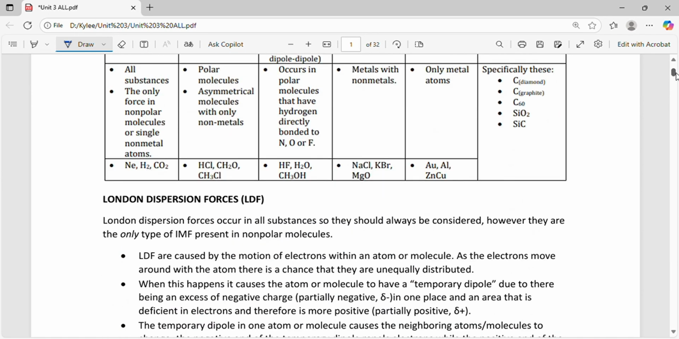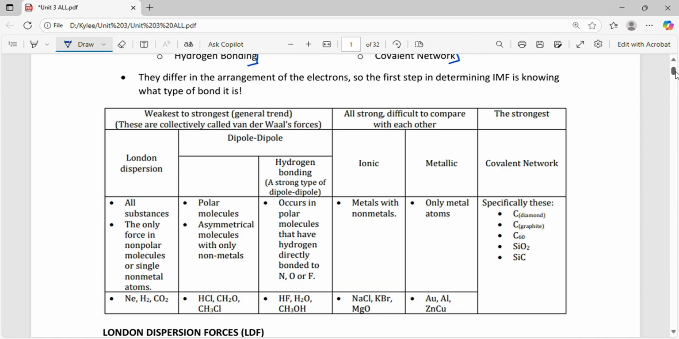First, we have this chart that ranks all the different types of IMFs from weakest on the left to strongest on the right. I was talking about silicon dioxide. The reason it is a solid at room temperature is because it has one of the strongest types of IMFs.